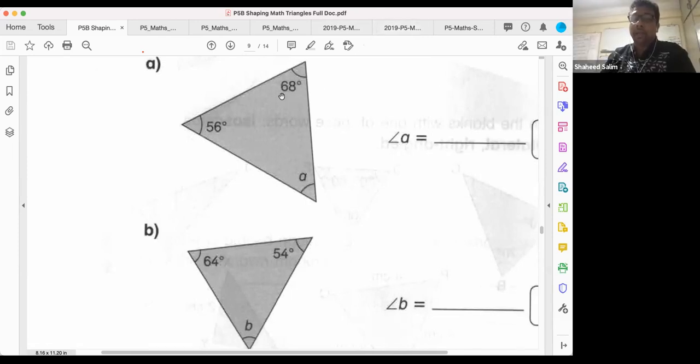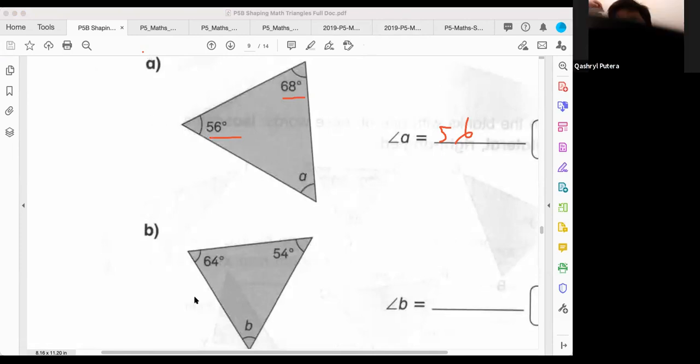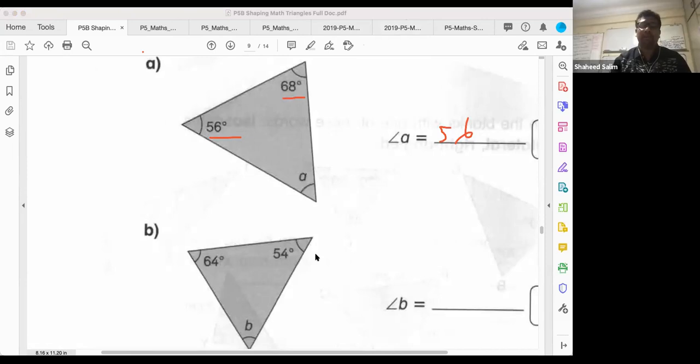Down here they don't put. So 180 minus 68 minus 56, you get 56 or so. The next one now, minus. Well done. The last one. Come on, we're waiting for you. Come on, Shalina. Well done, Putra. Putra, you give answer. Okay, so 180 minus 64 minus 54. The answer is 62.